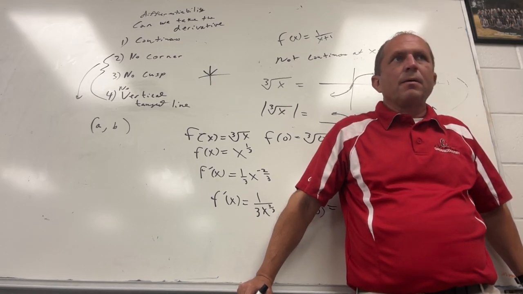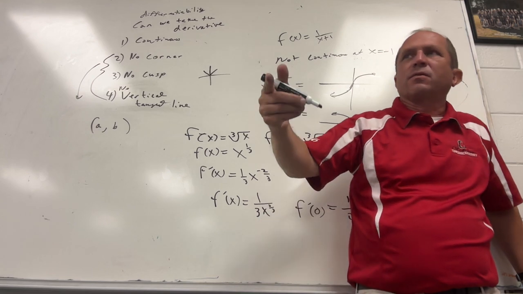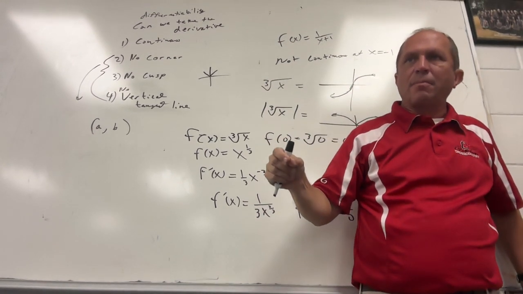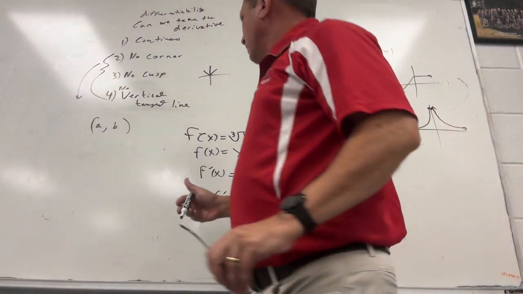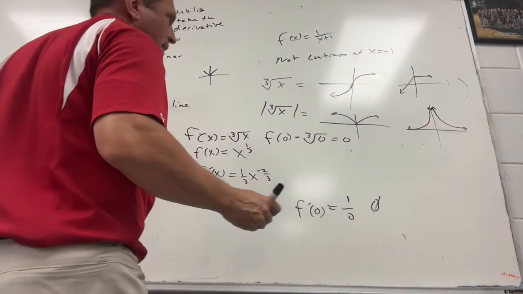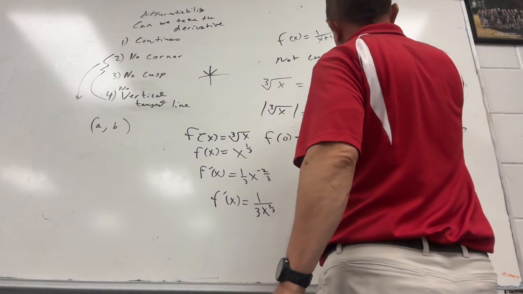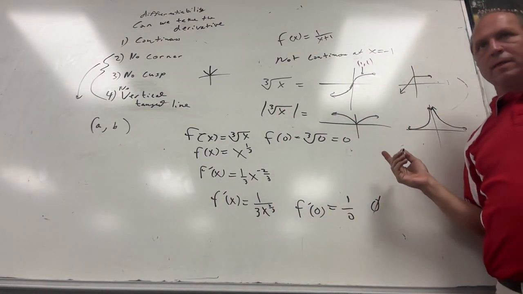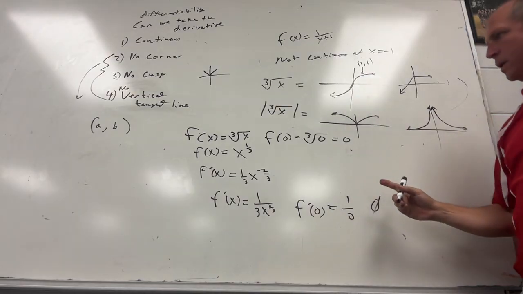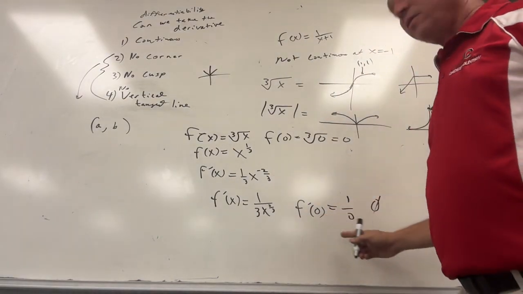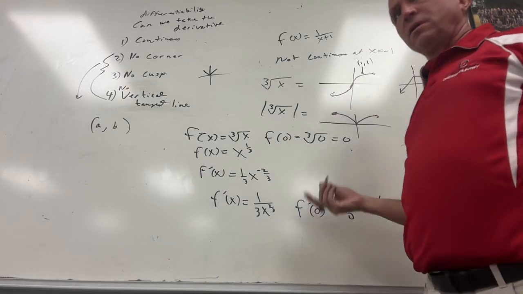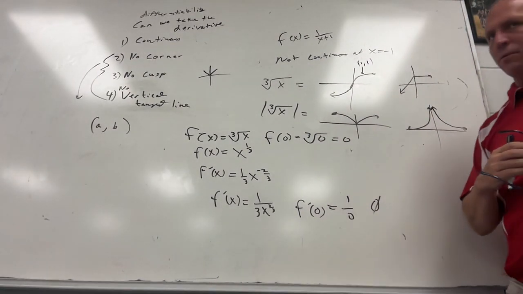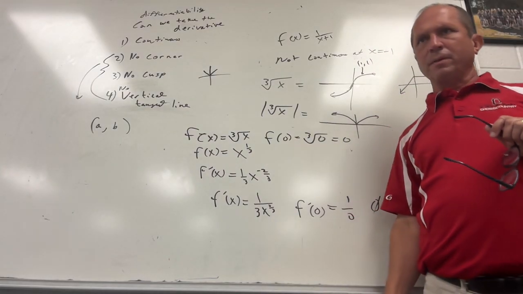Wait, let me finish answering her question real quick. All right. So when you're talking about this at a point, let's just say that this is the point 1, 1. It is differentiable at that point, and it's continuous at that point. I can plug 1 into the derivative and get an answer. So there is a derivative at that point, but when we're talking about differentiability, we mainly are talking about over intervals.